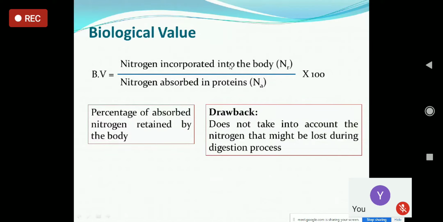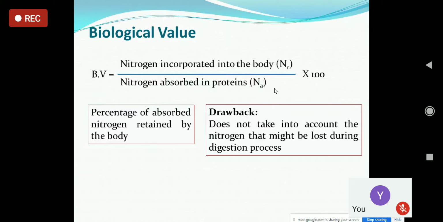this formula does not take into account how much nitrogen you are consuming in the food. It only takes into account how much nitrogen is absorbed and how much the body is retaining. So in this example, you are consuming 100 mg of nitrogen, and the nitrogen absorbed is only 10 mg and retained is 8 mg. So most is lost. The body is not absorbing it. Only 10 mg is being absorbed, whereas 90 mg is already lost. So this formula does not take into account the nitrogen that is lost.